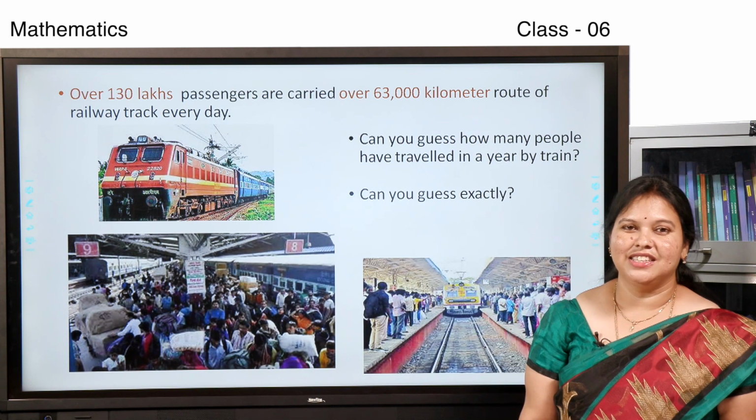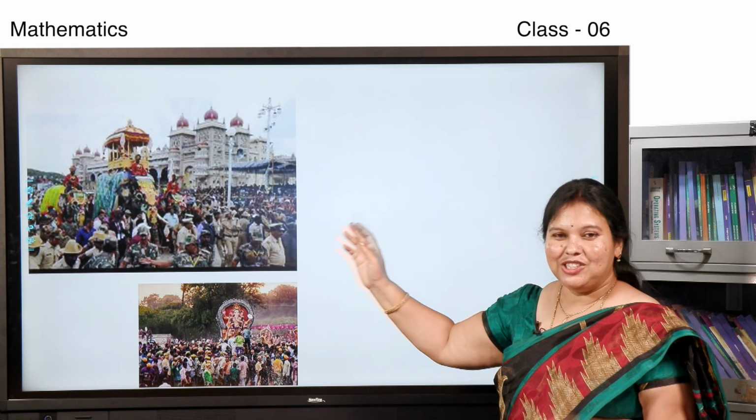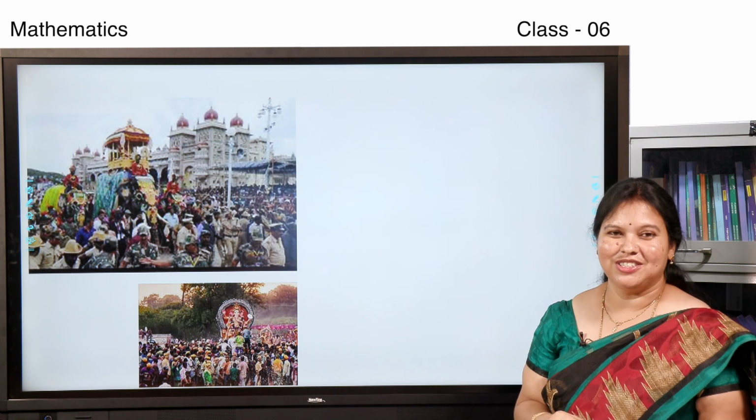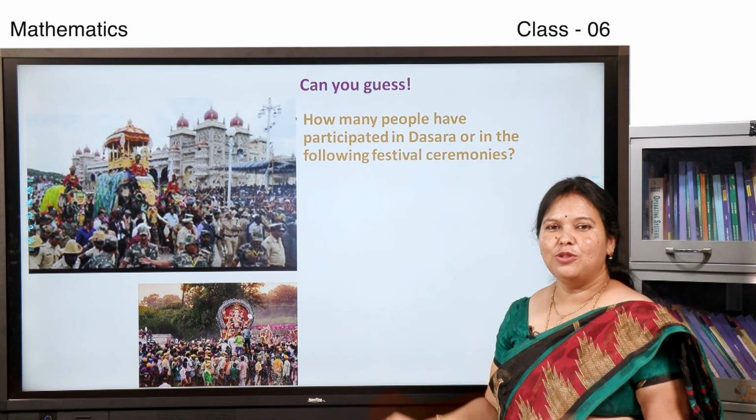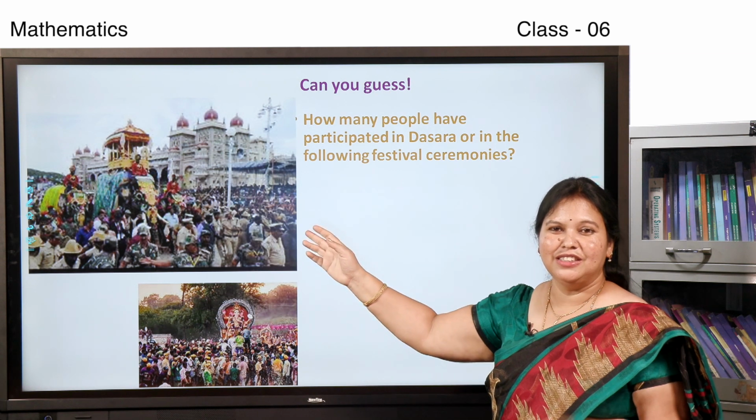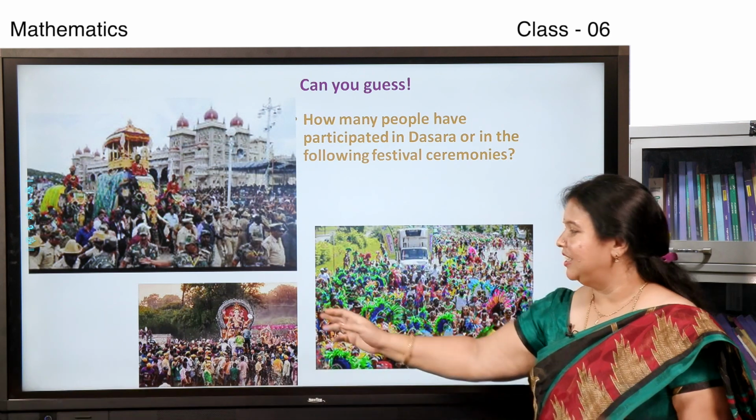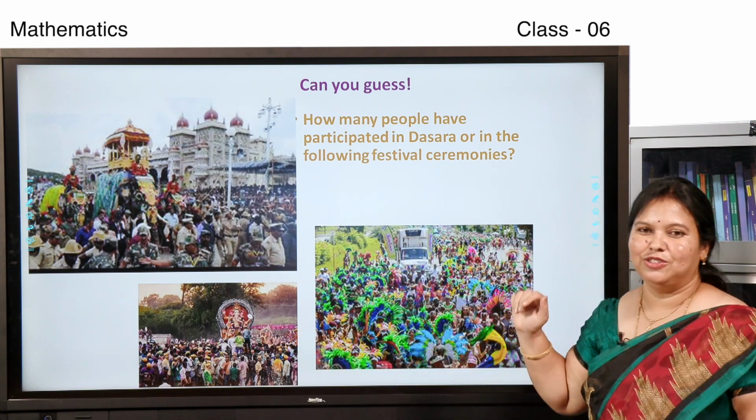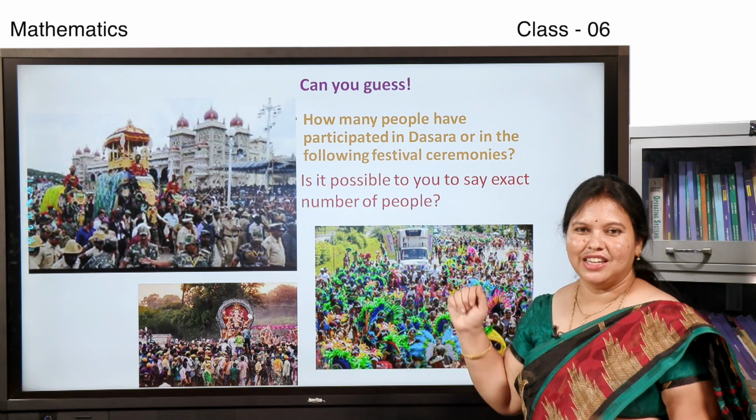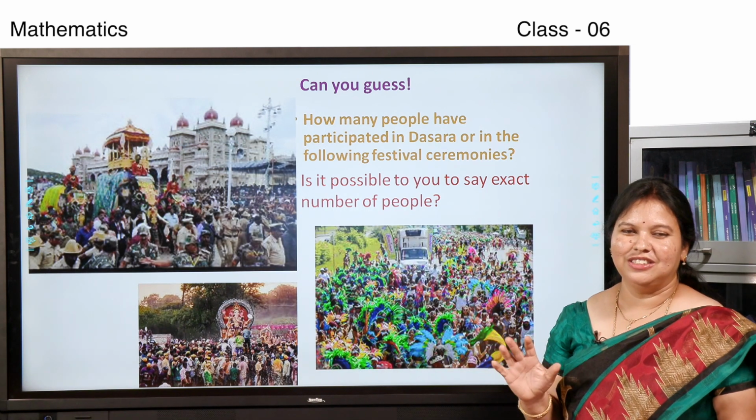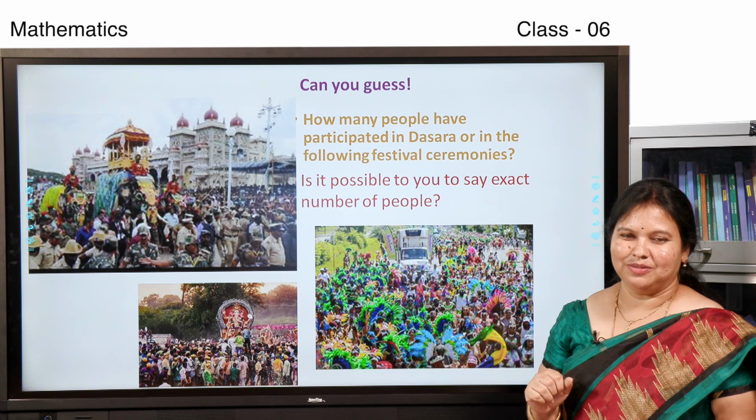Let us see another example. You are seeing a picture of the Dasara festival here. It is a very renowned festival of our state. Can you guess how many people have participated in Dasara or in the following festival ceremonies? You are seeing the Ganesha festival and a carnival. Is it possible for you to say the exact number of people? No. You can say some rough figure or some approximate number.